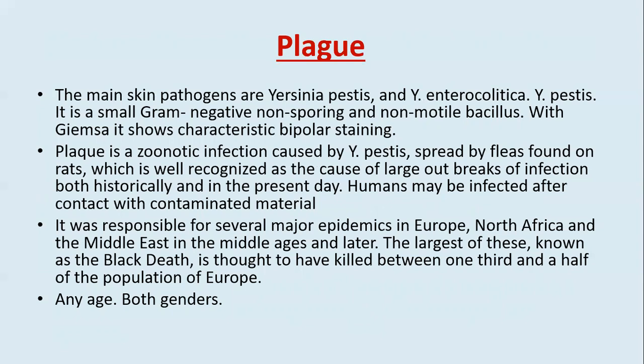Plague. The main skin pathogens are Yersinia pestis and Yersinia enterocolitica. Yersinia pestis is a gram-negative, non-sporing, non-motile bacteria. With Giemsa, it shows a characteristic bipolar stain.